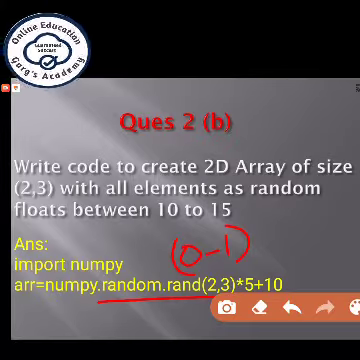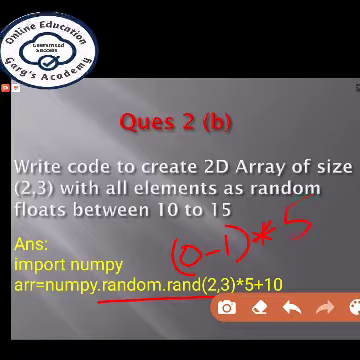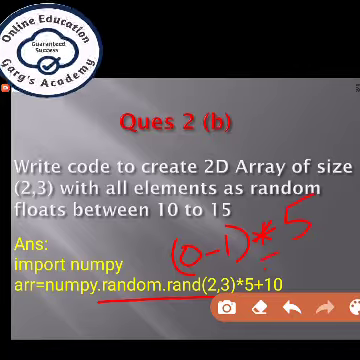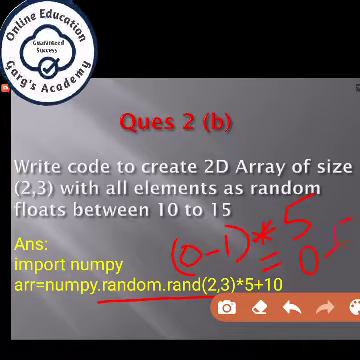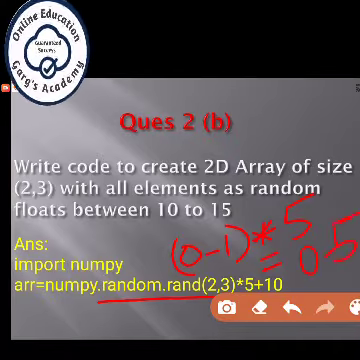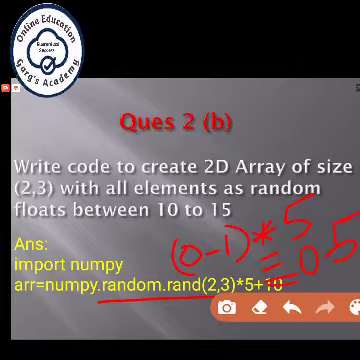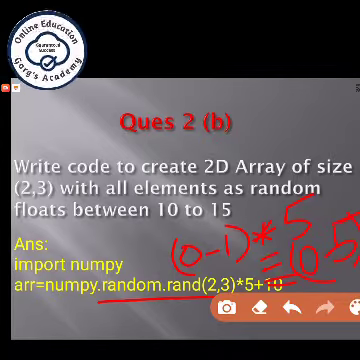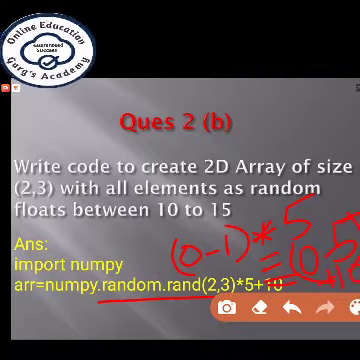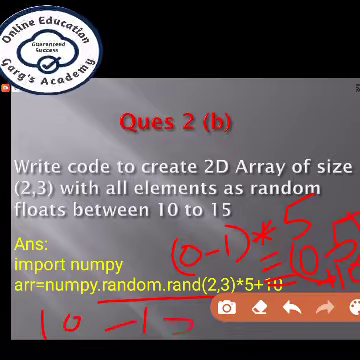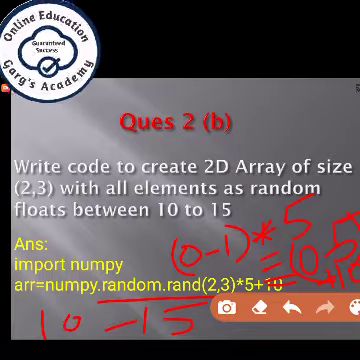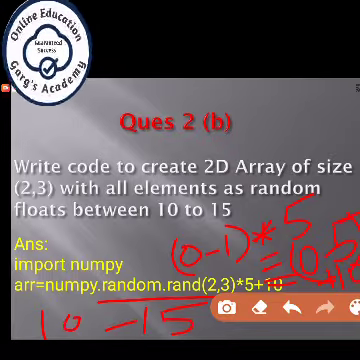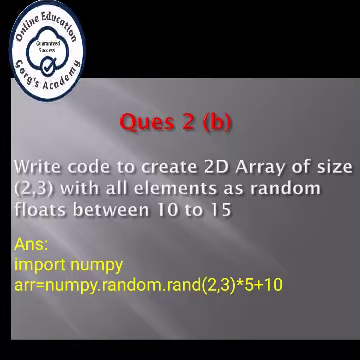After this creation of array, we will multiply it by 5. Means what will be its value? 0 to 5. After that we are adding this 10. Means if we are adding 10 in this, then our range will be 10 to 15. So in this way it will work and our purpose will be solved and the correct answer will be this one.